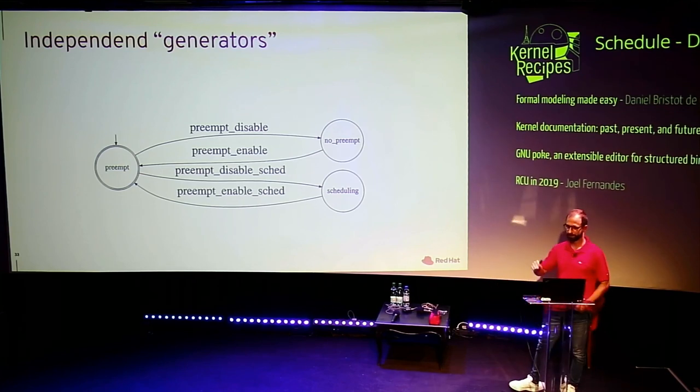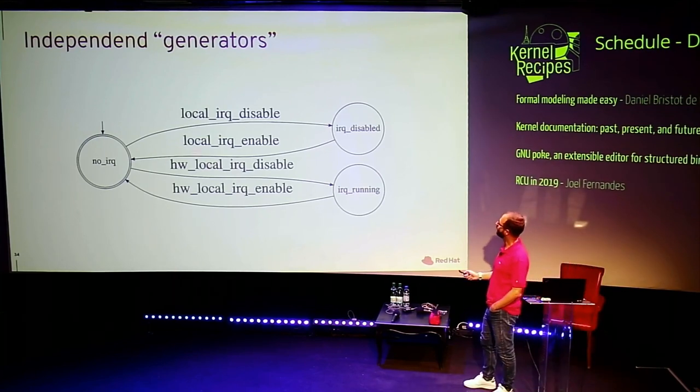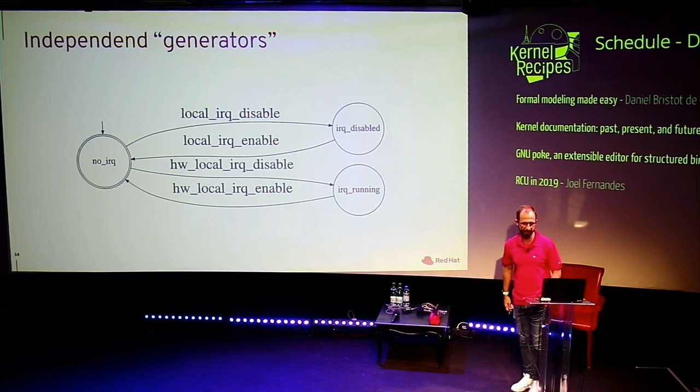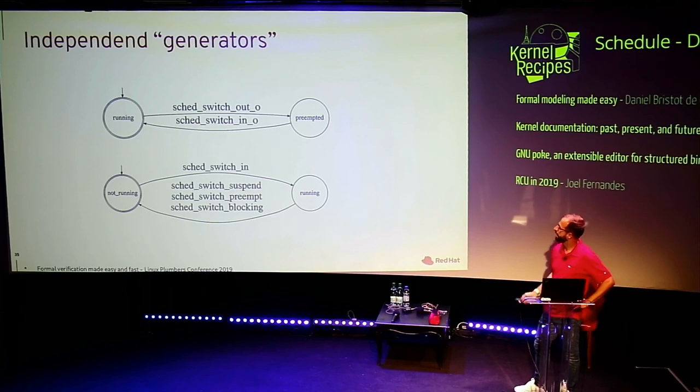I can disable preemption to avoid the scheduler, and I can disable preemption to actually schedule. You see, these are all very obvious subsystems. I can disable IRQs to avoid IRQs, and I can have IRQs disabled by the hardware, for example, to handle an IRQ. It's not an action from the current thread, but from the hardware. I can have a task switching in and out, and this is the same idea, but in a different context.